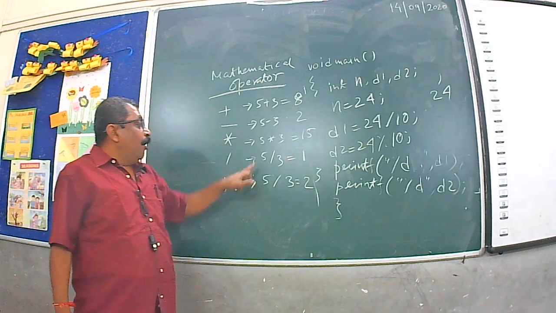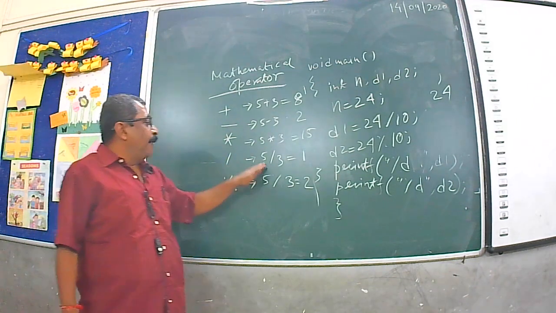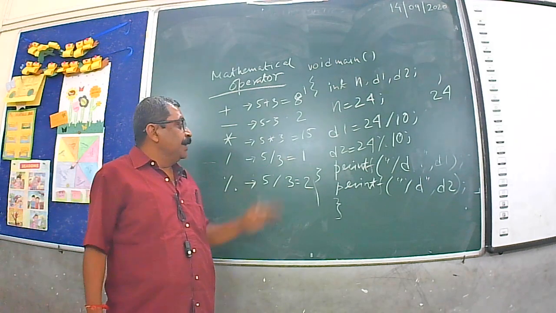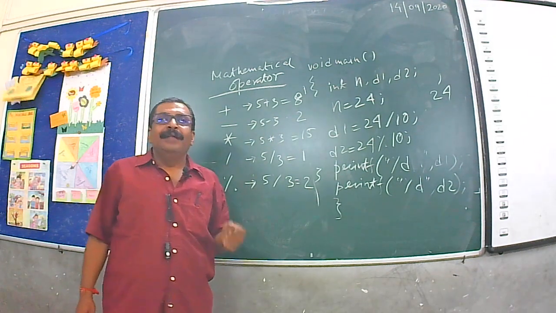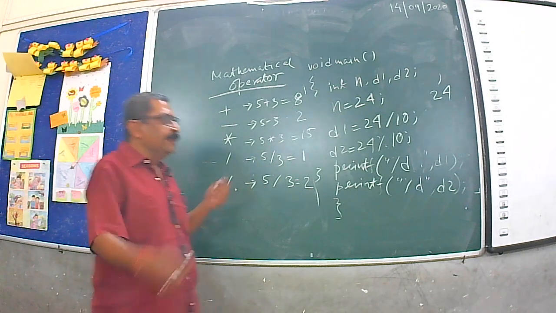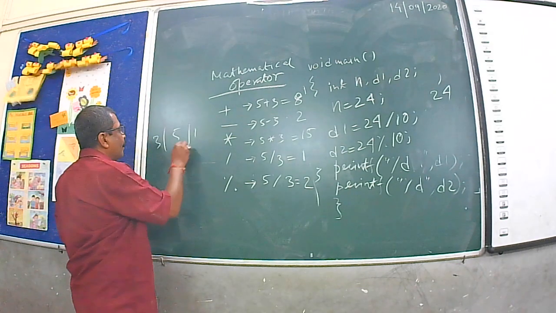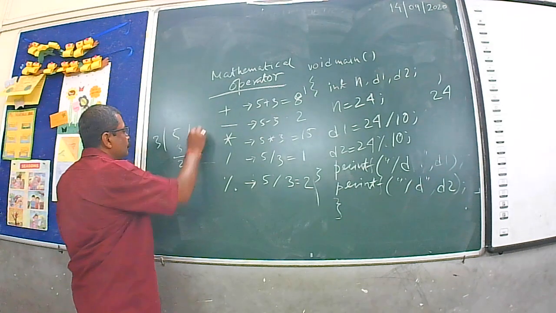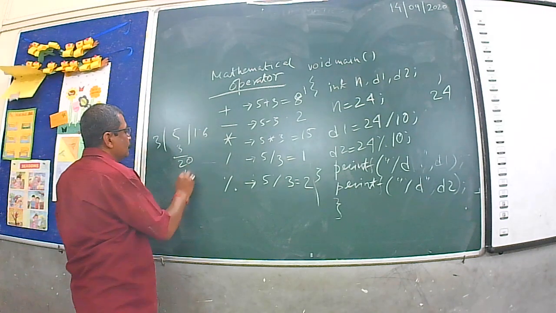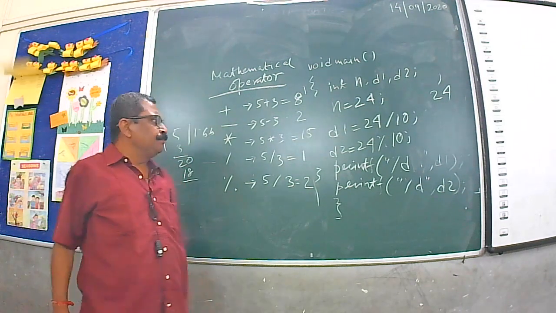5 plus 3 is equal to 8, 5 minus 3 is equal to 2, 5 into 3 is equal to 15. Here is a point to be remembered. 5 divided by 3 is equal to 1. Now, the question is, 5 divided by 3, ultimately 3 ones are 3. If I divide, it is 1.666 and so on.